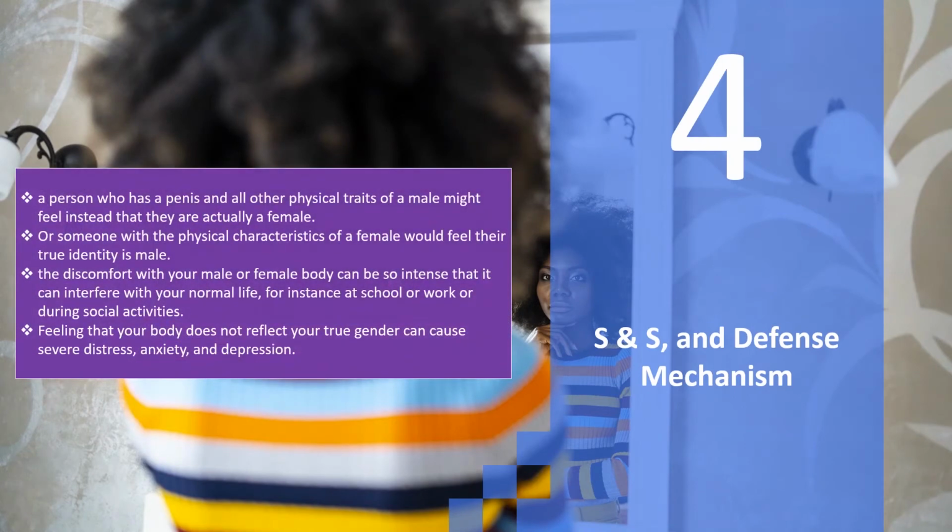This condition can be manifested in the following. First, a person who has a penis and all other physical traits of a male might feel instead that they are actually a female. Or someone with the physical characteristic of a female would feel their true identity is male. Then third, the discomfort with your male or female body can be so intense that it can interfere with your normal life, for instance, at school or work, or even during social activities. Fourth, feeling that your body does not reflect your true gender can cause severe distress, anxiety, and depression.